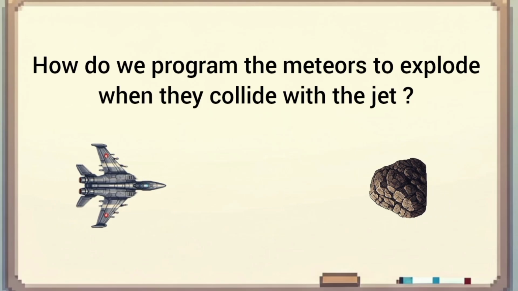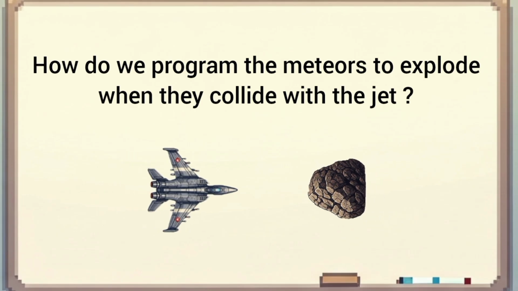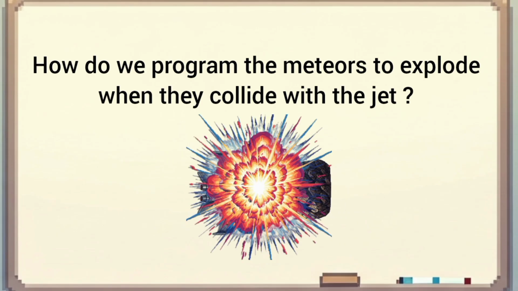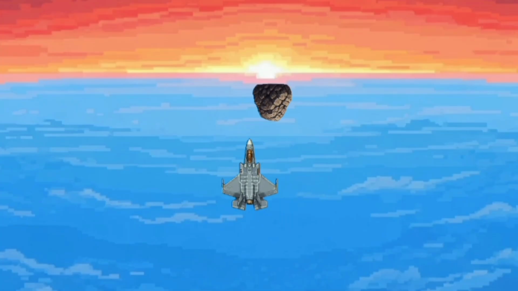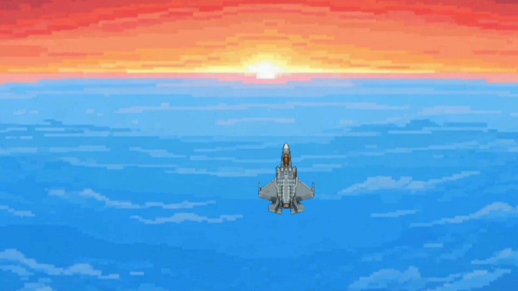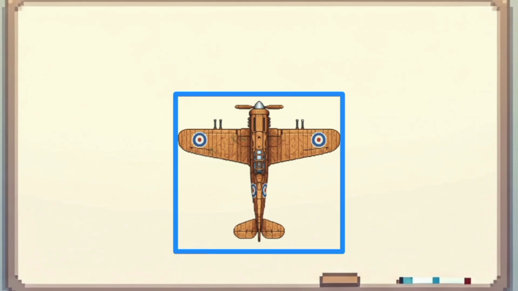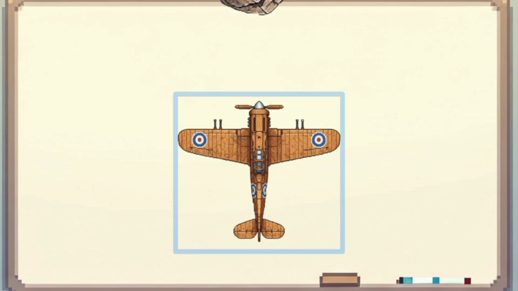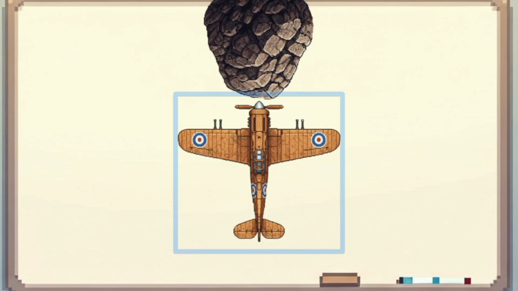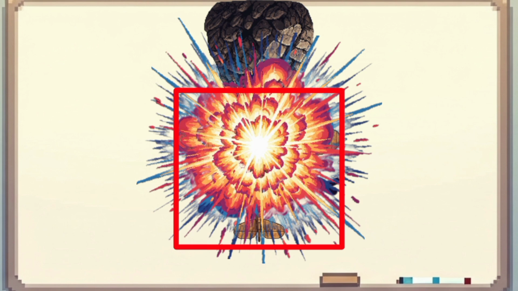The big question is, how do we program the meteors to explode when they collide with the jet? Because currently nothing happens. They just pass through each other. To create a collision, all we need is to define a collision area. What is this area? It is essentially an invisible rectangle drawn around the jet, representing the boundaries that, if a meteor enters, will trigger the jet's explosion.